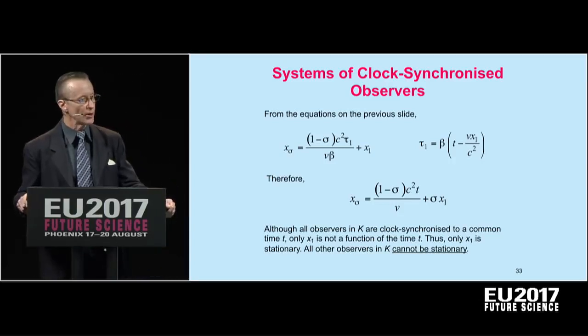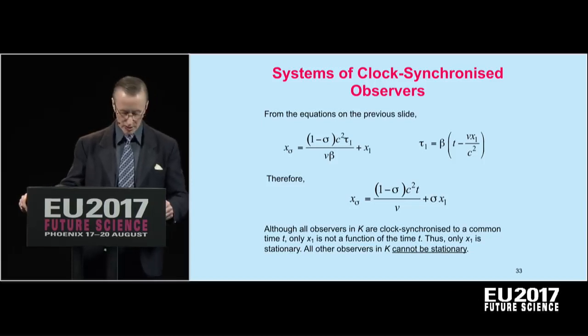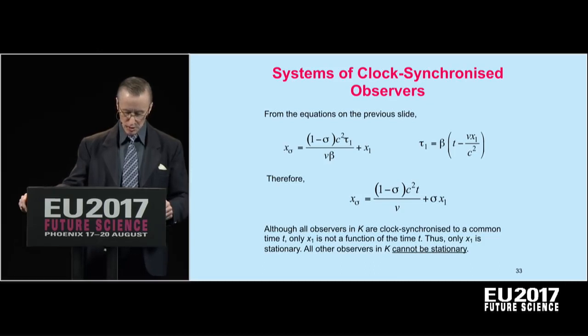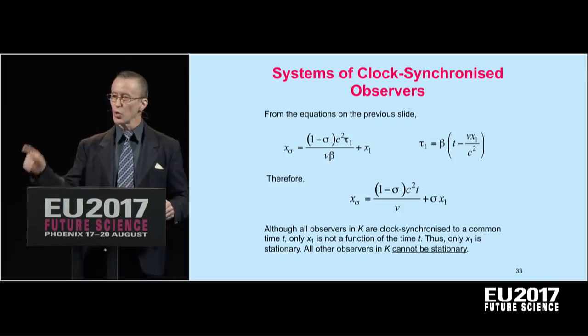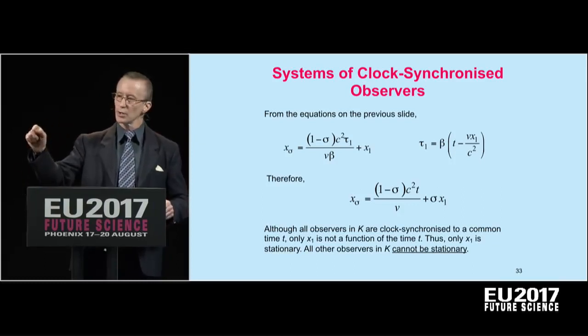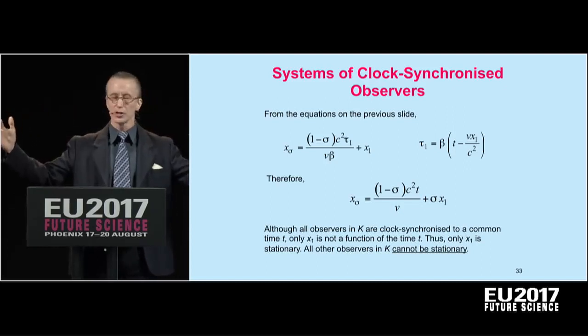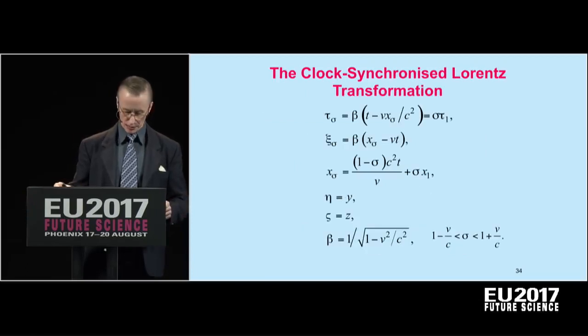That means it's not stationary. So although all observers in K are clock synchronized to a common time t, only x1 is not a function of the time t. If I put sigma equals 1 in, I get x sub 1 is equal to x1, and that's not a function of time. That's Einstein's privileged observer. 1 in a set of how many? Well, they're infinite sets. So he has one element out of an infinite set, not the infinite set, and he takes that one element and allows it to speak for the whole infinite set of observers. That's wrong. Here we see counterexamples.